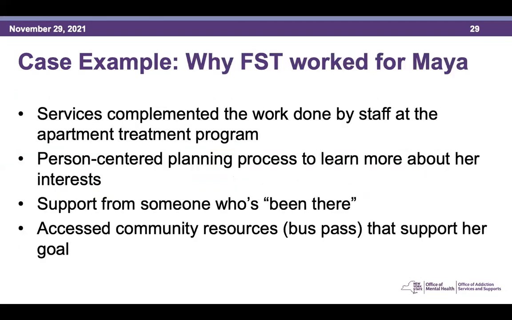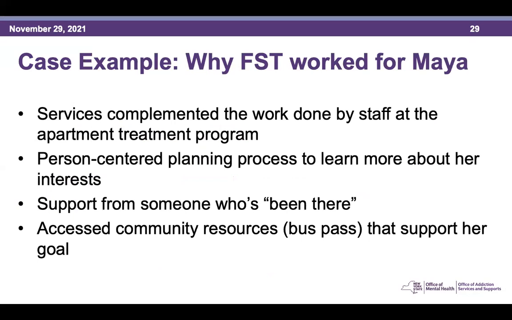Next slide. Through this example, and I'm seeing a typo right there, of course, why peer support worked for Maya, not family support and training. I apologize about that. First of all, the service was complemented by the work being done at the apartment treatment program. So the staff at the residence were able to support with things like grocery shopping and medical appointments.